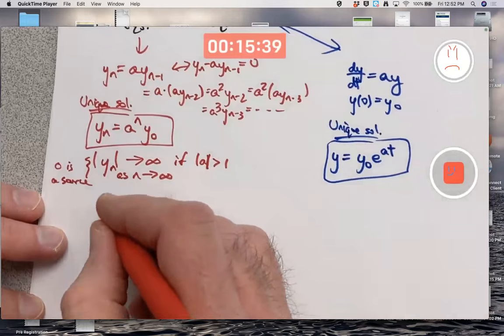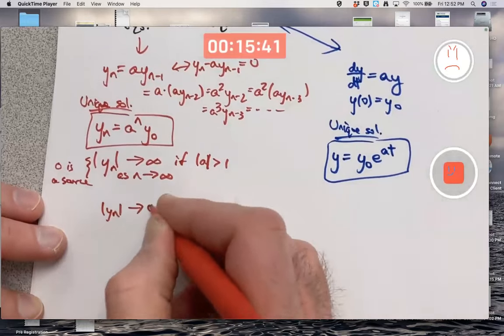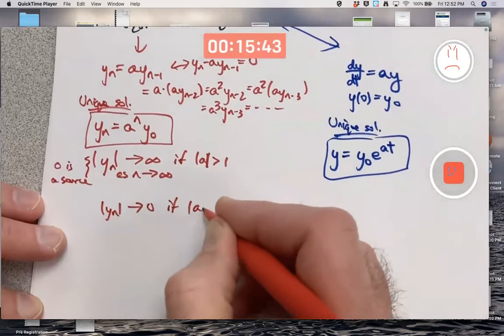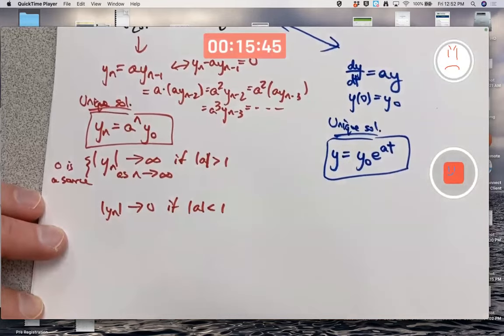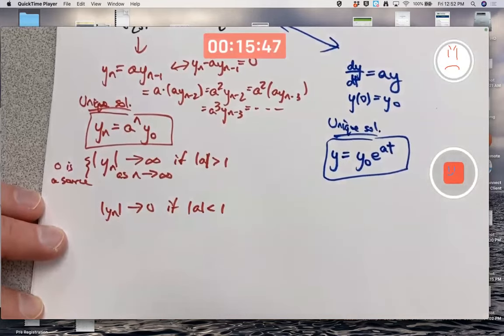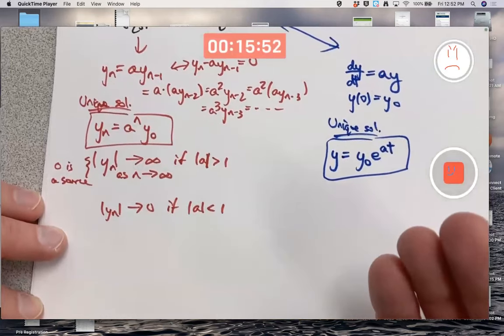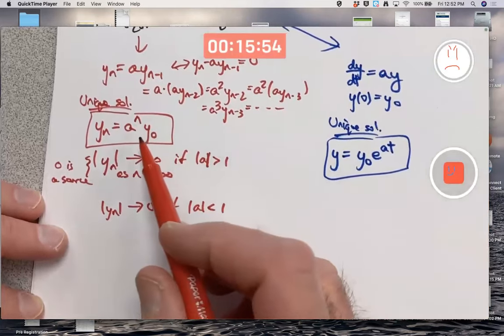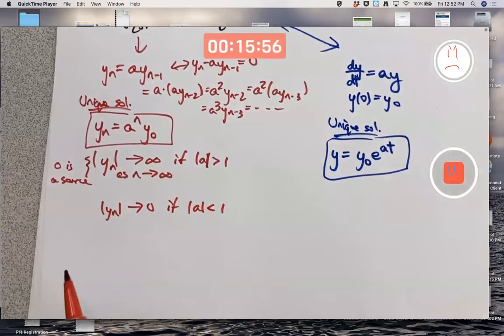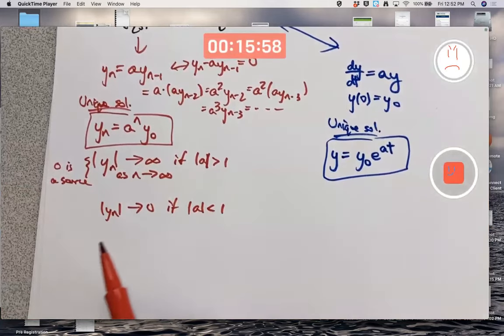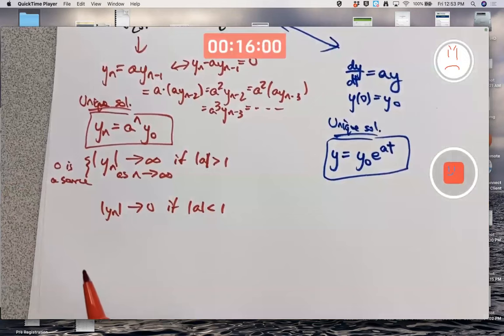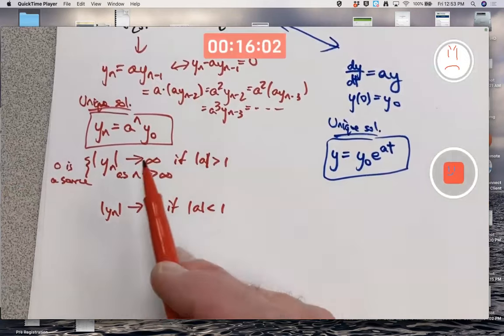On the other hand, the absolute value of y sub n goes to 0 if the absolute value of a is less than 1, like a half or a third. I am including absolute value signs here because technically a could be negative. Like, if it were negative, like -2, think about what happens: that would bounce back and forth on a number line as it gets further and further from 0 if a were -2.